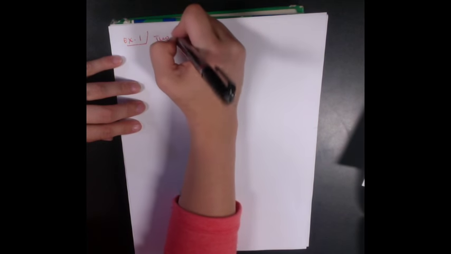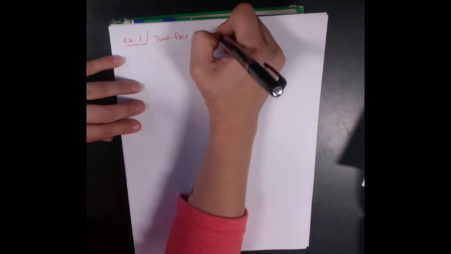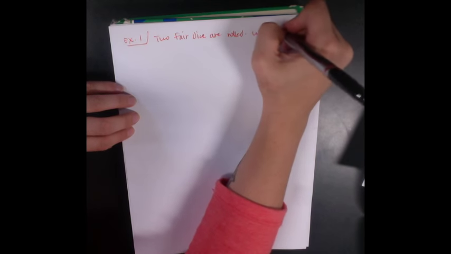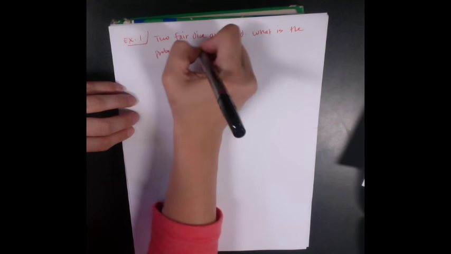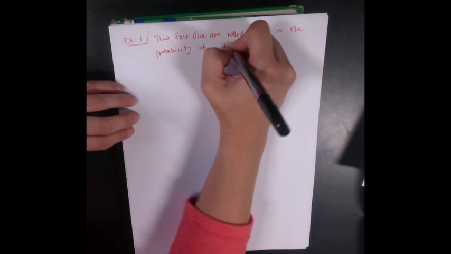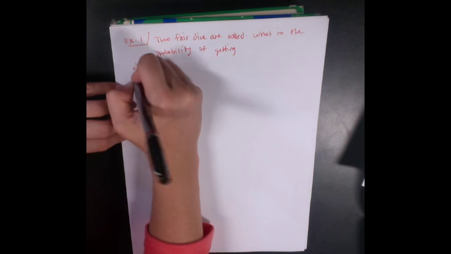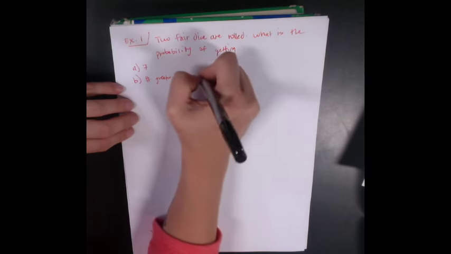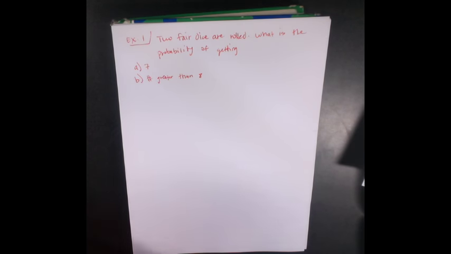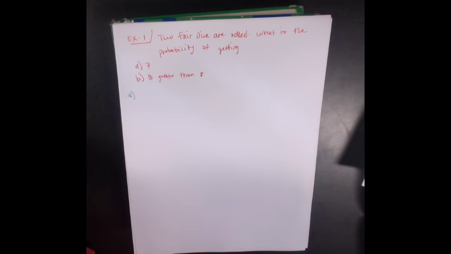Example 1: two fair dice, so they're not trick dice, are rolled. What is the probability of getting, first, a 7, and then second, a number greater than 8? So for A, we are looking at the probability of getting a 7.